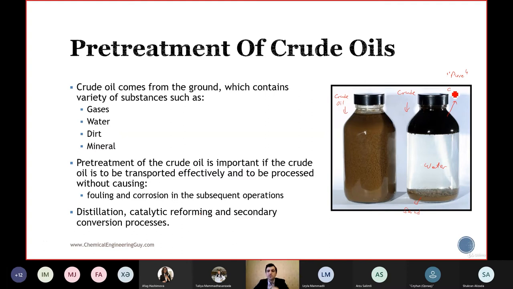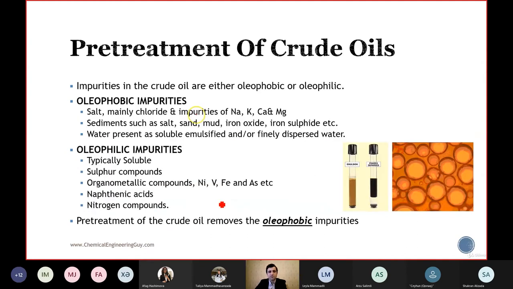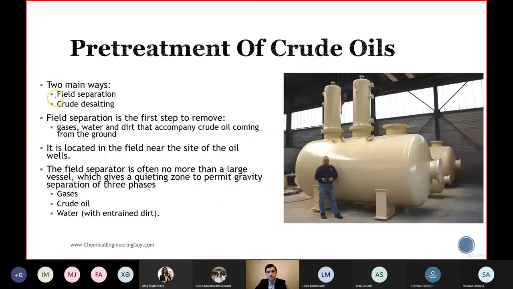Once you add the demulsifier to make emulsions, then once you make the emulsions, you can separate it in, let's say, a three-phase separator. Why do you pre-treat the crude oil? Because to prevent fouling and corrosion in the subsequent operations. You don't want to damage your equipment. That's why it is first pre-treated, then it is further processed. So I add this slide so that when I send the presentation to you, you can read it. I just want to skip this part because we have much more to talk about on the process side.